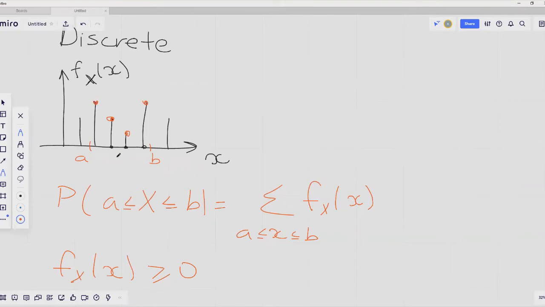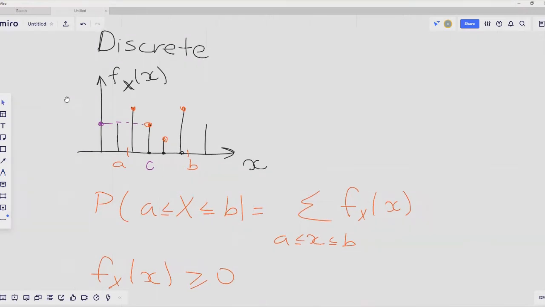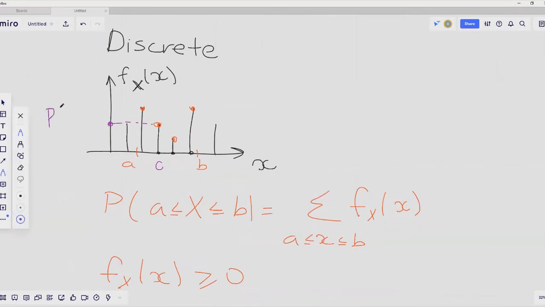So if we are looking for a specific value of random variable x, let's say being equal to some value c here, then we can look at a graph of PMF, and the value on y-axis is going to exactly represent probability that our random variable x is equal to c.